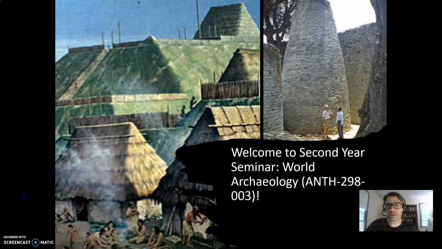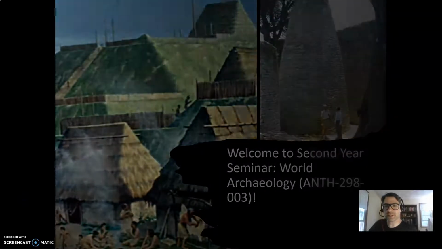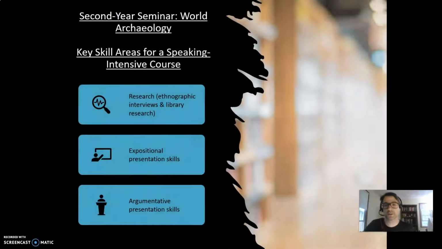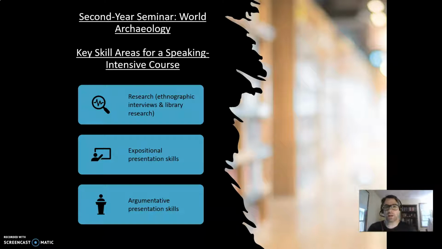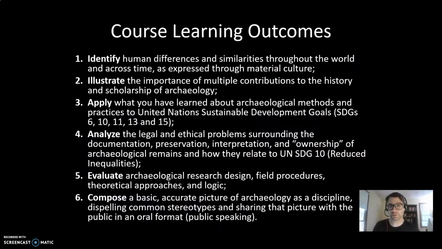So the course itself meets every Tuesday and Thursday. Your times are posted on the syllabus here on Blackboard. There are three key skill areas we're going to be focusing on here. These are research, including both an ethnographic interview and library research, expositional speaking skills, that is, conveying information, and argumentative presentation skills, that is to say, presenting a proposal or a point of view. Major course learning outcomes are listed here and on the syllabus.